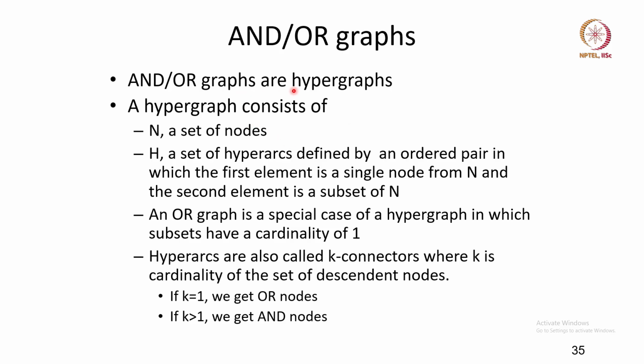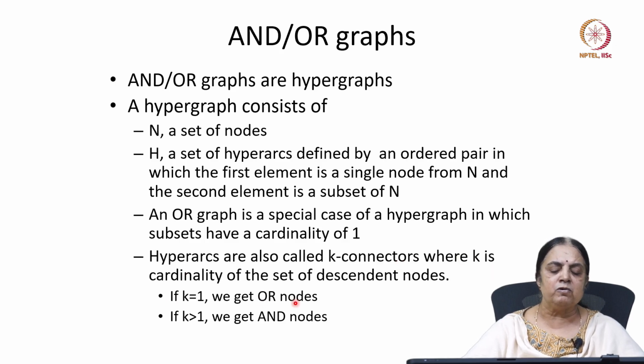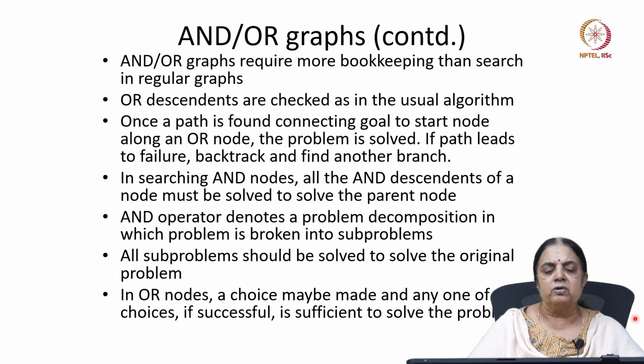So what happens here is they are what are called hypergraphs. A hypergraph is where a node can have more than one element connected to it. The second element could be a subset of elements, and it may be necessary to go through all those elements. Hyperarcs are also called K connectors, where if K is equal to 1, we get OR nodes, and if K is greater than 1, we get AND nodes. So let us see what happens in the AND OR graphs.